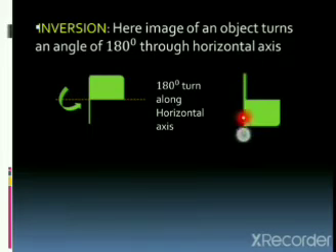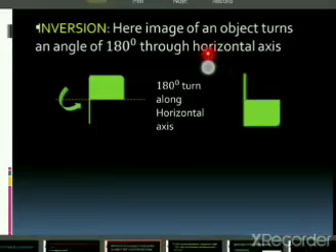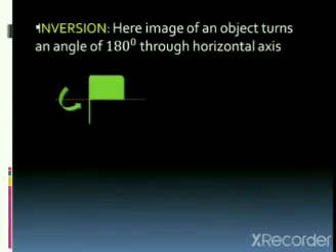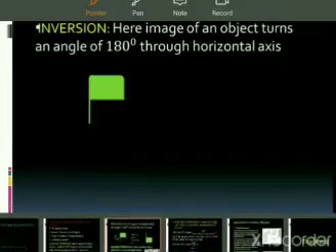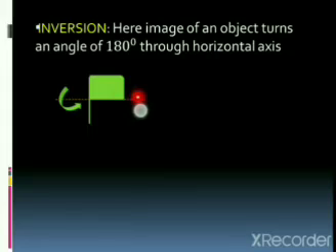So this image would be this. It will be upside down like this. This is inversion. Remember, in inversion, there is a turn of 180 degrees along the horizontal axis, and in lateral inversion, there is a turn of 180 degrees along the vertical axis. This line is the vertical axis, and this is the horizontal axis. A turn of 180 degrees is there.